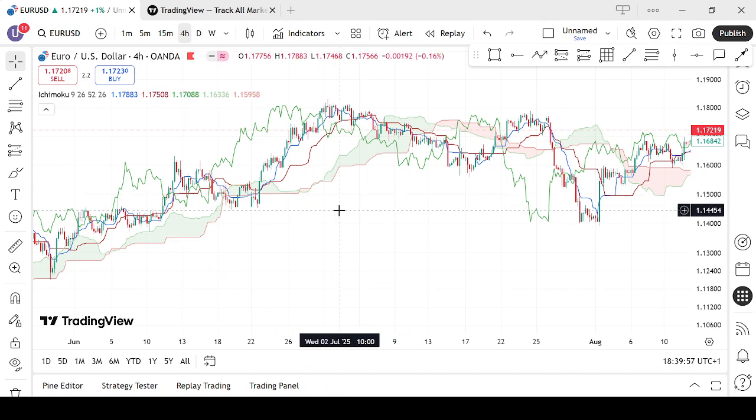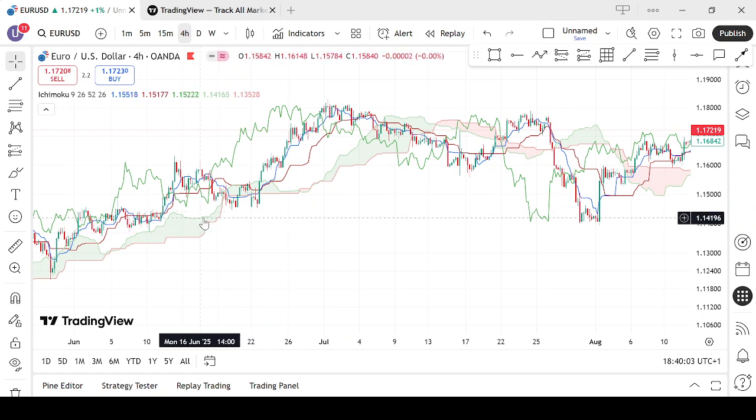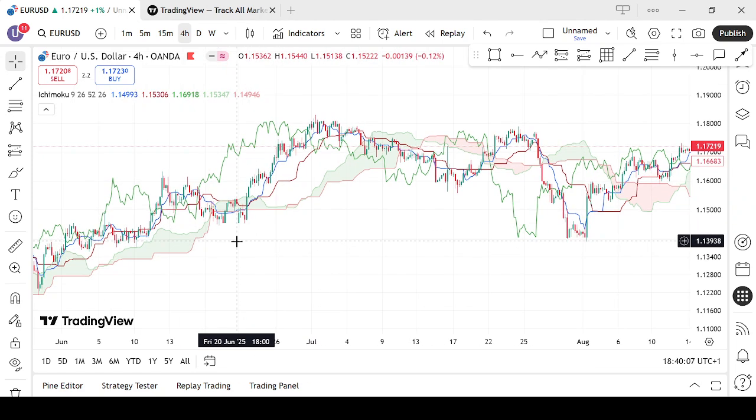Now the Chikou span, plotted 26 periods behind the current price, reveals market sentiment. When it's above price, it indicates a bullish sentiment. When it's below price, it indicates bearish sentiment.